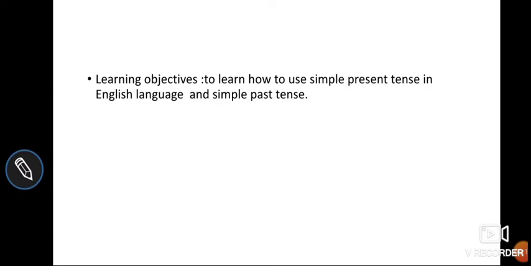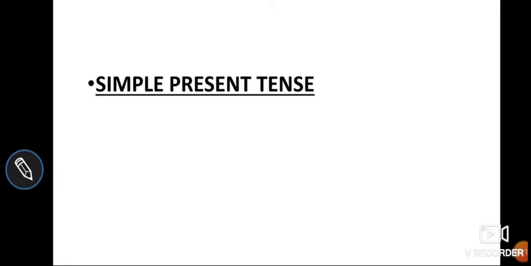Children, we use the simple present tense to talk about something that is happening now, things that are always true, something that happens again and again. We know that the word present denotes anything that is happening right now, in the present times. And the word tense means the time. So, simple present tense is used to talk about something that happens in the present time.